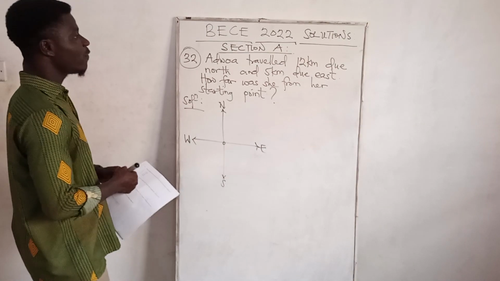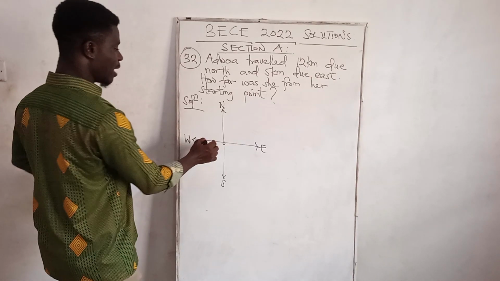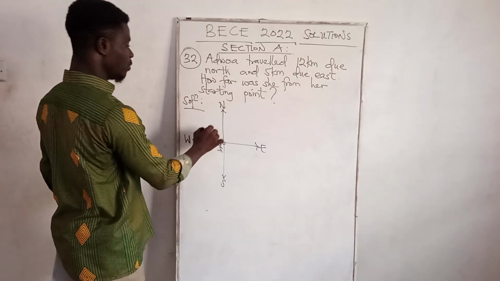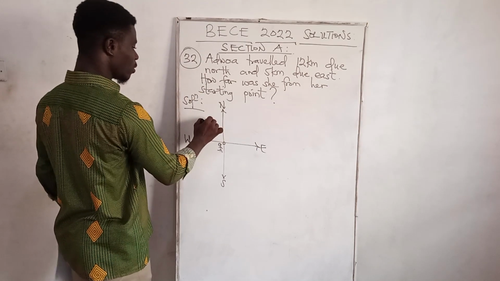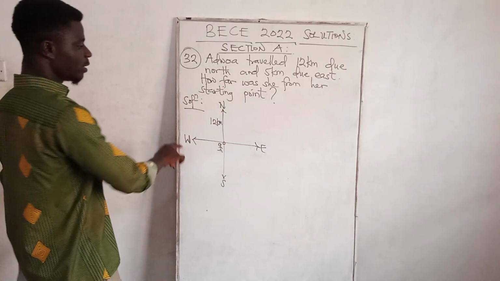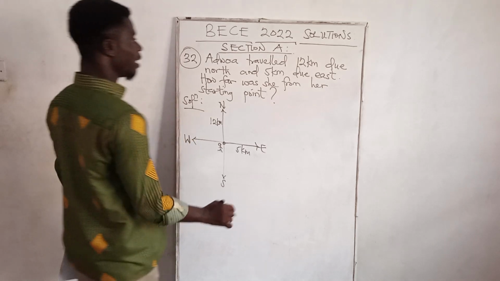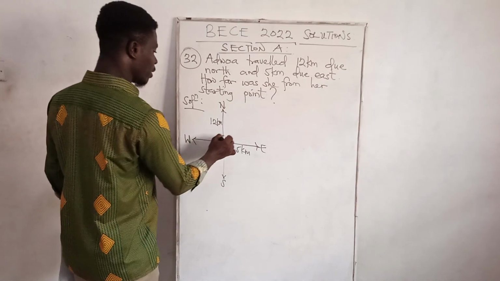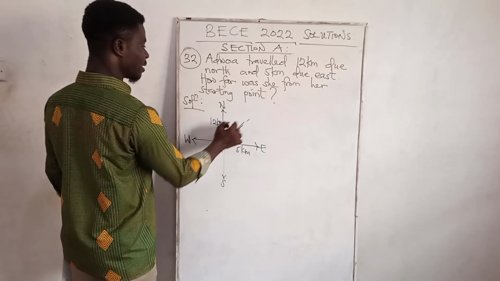So if Adjoa travels 12 kilometers due north, Adjoa is here. Let's assume that this is Adjoa. So from the starting point, move towards due north 12 kilometers, and then 5 kilometers due east. Now they are asking how far was she from her starting point.